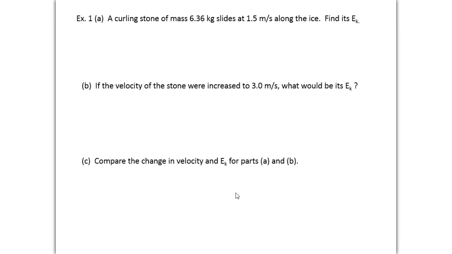So a curling stone has a mass of 6.36 kilograms and slides at 1.5 meters per second along the ice. Find its kinetic energy. Now assuming you paused the video, the answer would be half mv squared. So half times mass times velocity squared. Remember, squaring gets done first. Don't multiply everything out, then square it. Square the 1.5 first, and you should come back with 7.15 joules.